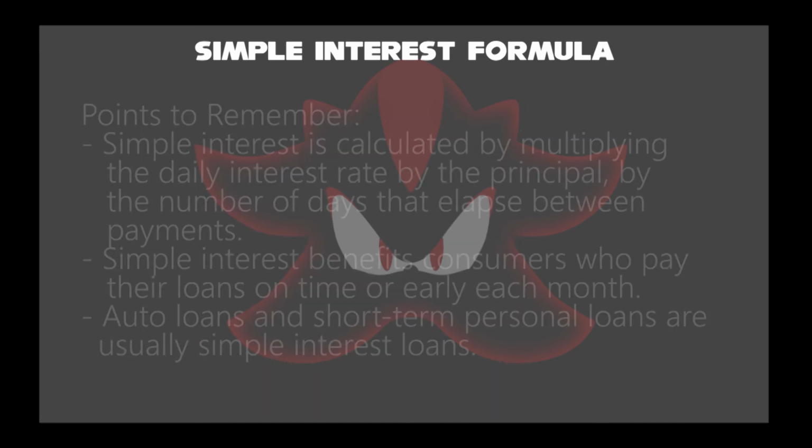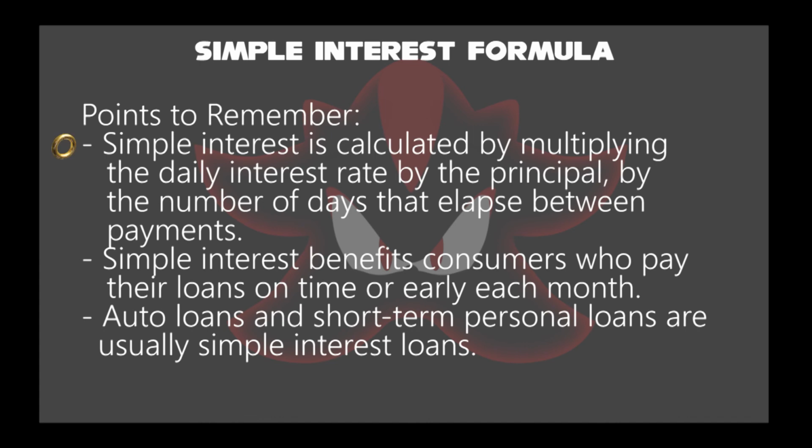And here are the points to remember. Simple interest is calculated by multiplying the daily interest rate by the principal, by the number of days that elapsed between payments. Simple interest benefits consumers who pay their loans on time or early each month. And auto loans and short-term personal loans are usually simple interest loans. So, you know how simple interest works.